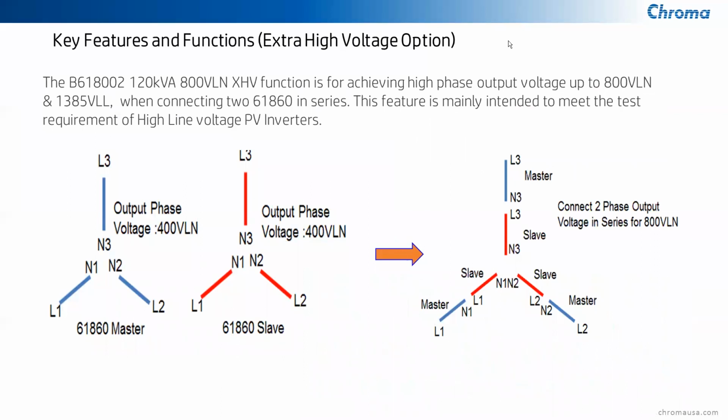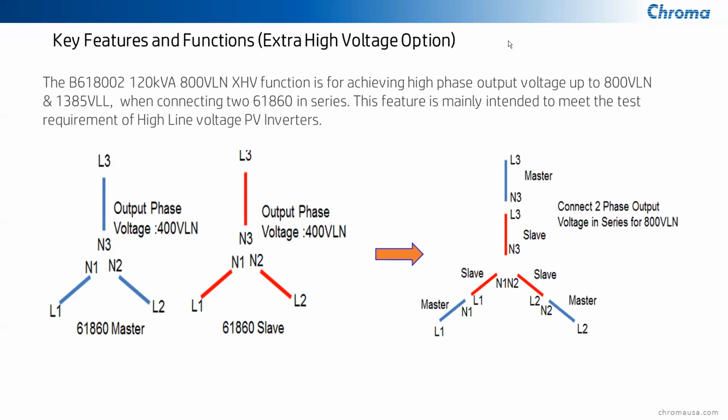Another feature that we have is what we refer to as extra high voltage. The standard units that go up to 60 kVA have the option to go to 400 volts line to neutral. But if you want to increase even above that, you can put two units in series to give you 800 volts line to neutral. So this is giving you a line-to-line voltage of up to 1,385 volts. You can also do this with our 105 kVA unit at even higher voltages.